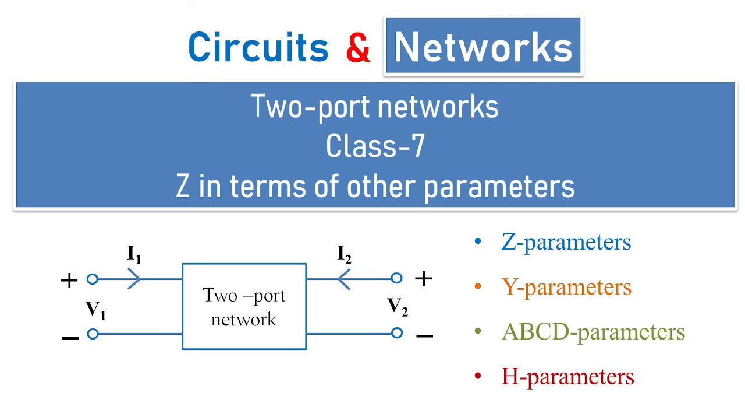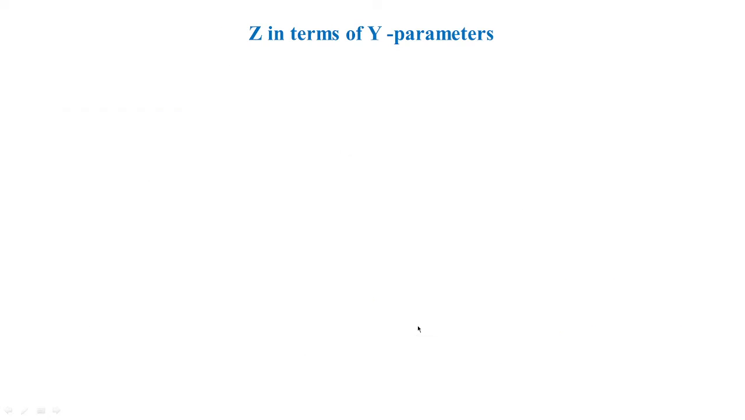In today's class 7 under two-port networks, we are going to see the impedance parameters in terms of other parameters, that is Y parameters, ABCD parameters and H parameters. How to obtain one parameter in terms of other parameters, that is the importance of this class. So let us begin with impedance parameters in terms of admittance parameters.